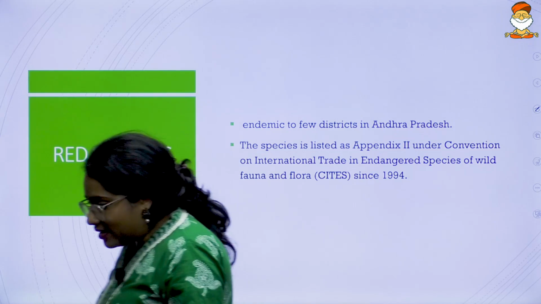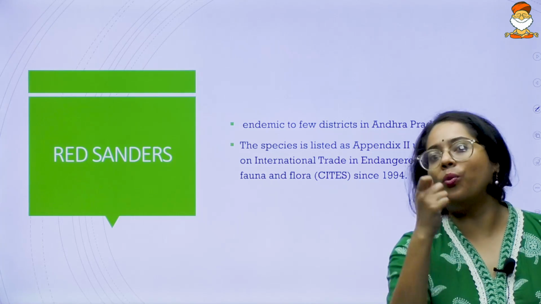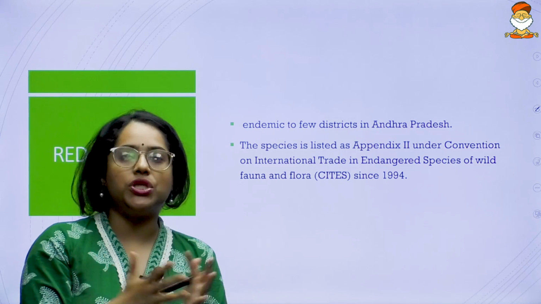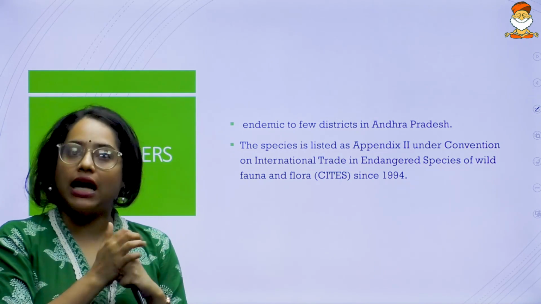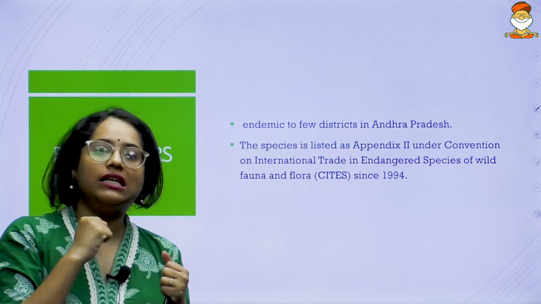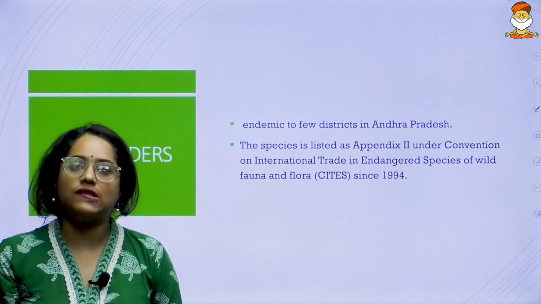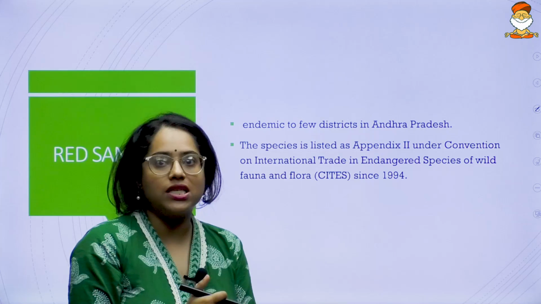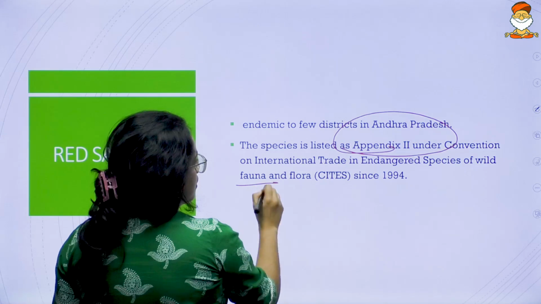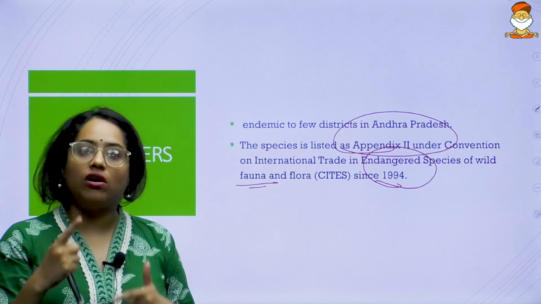Now again, red sanders, obviously there's a lot of hype about red sanders every year. Again, this year also one current affair associated with it is, red sanders, as you know, is a type of sandalwood species that is endemic to a few areas in Andhra Pradesh. Very recently, because there's a lot of illegal trade of red sandalwood, India has been trying to upgrade its status in CITES. Very recently that turned successful, and now the species is listed under Appendix 2 of CITES. Okay, so it was there from 1994. We've been trying to curb this.